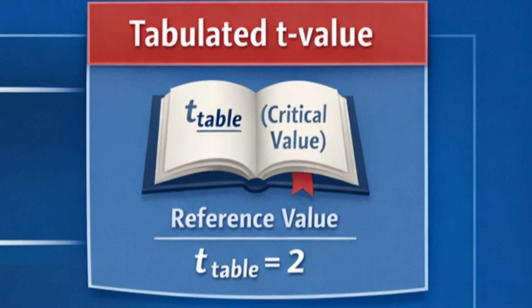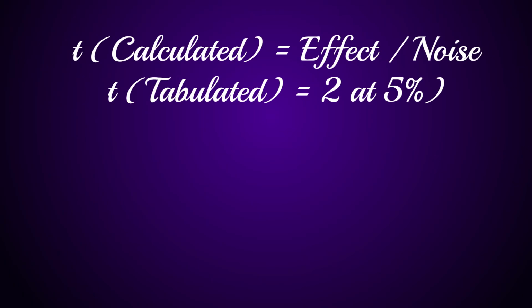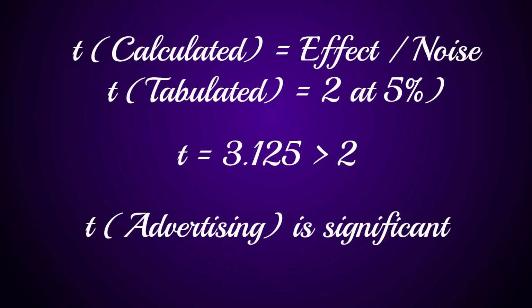Now we compare this with a benchmark called the critical t-value. To understand the logic, think of a medical test. Your blood sugar is equal to the measured value and the healthy limit is the reference value. The doctor compares the two. The same idea applies here. At a common significance level of 5%, the benchmark is roughly around 2 for large samples. Since 3.125 is greater than 2, the effect is strong relative to the noise. So we conclude that advertising significantly affects sales.